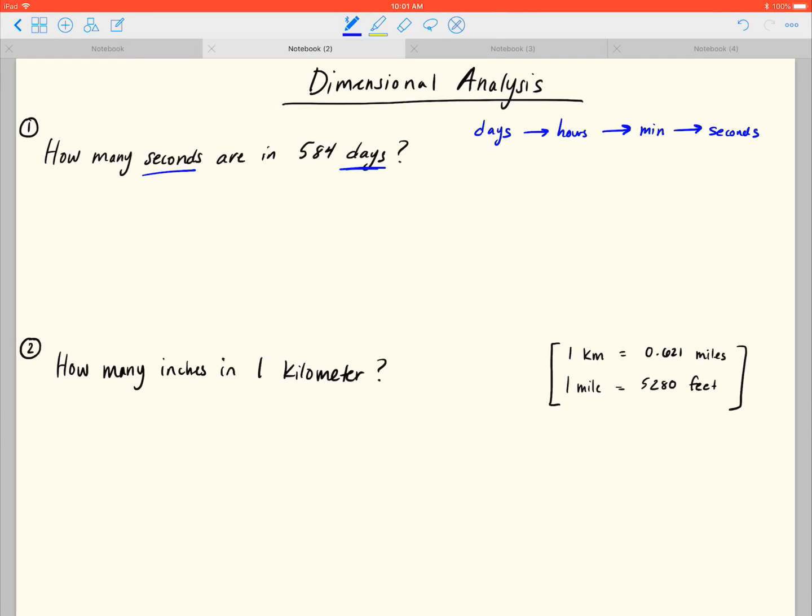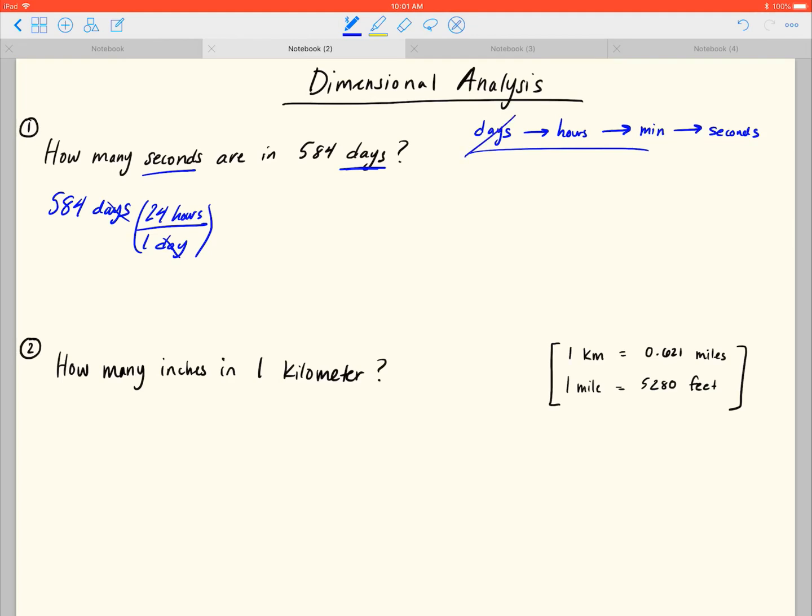So, again, like I said, if you're not sure where to start, we're going to start with what we are given, 584 days. And the way that I like to set this up is to write this in a fraction format so all of my units cancel out. So based on our map over here, we can say for every one day, making sure that our units would cancel out diagonally, there are 24 hours.